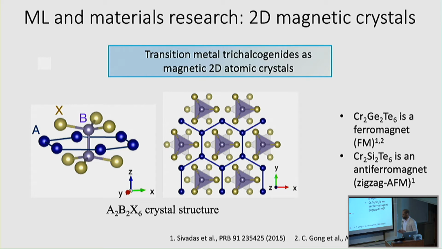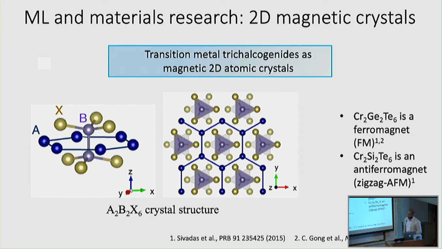Okay, so the material that we'll look at to apply these machine learning tools is a class of transition metal trichalcogenides. Most popular is chromium germanium telluride. The chromium atoms sit on these A sites, the germanium atoms sit on the B sites, and the tellurium atoms sit on the X sites. And this is a 2D material. That means if you have graphite, you can cleave off one atomic layer of carbon atoms known as graphene, and these are a class of two-dimensional or layered or van der Waals materials.